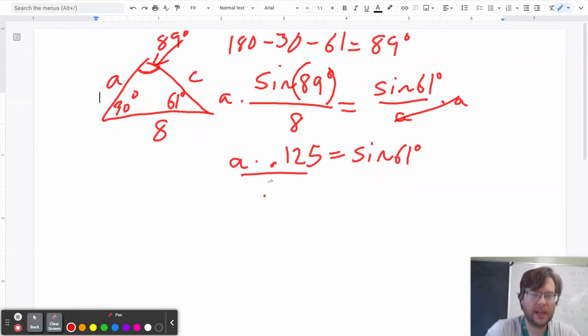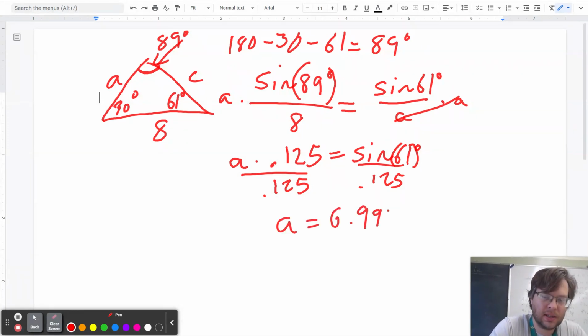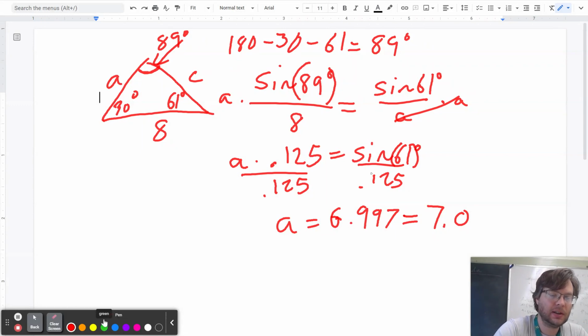And then I'm going to divide by 0.125 to get my A value. Sine 61, make sure you close your parentheses, divided by 0.125 tells me that A is 6.997. If I rounded it to the tenth, I get 7.0. So now I can use either A or I can keep using the 8 to find out the C value. I'll basically just do the same thing again. I'll just use a different color.